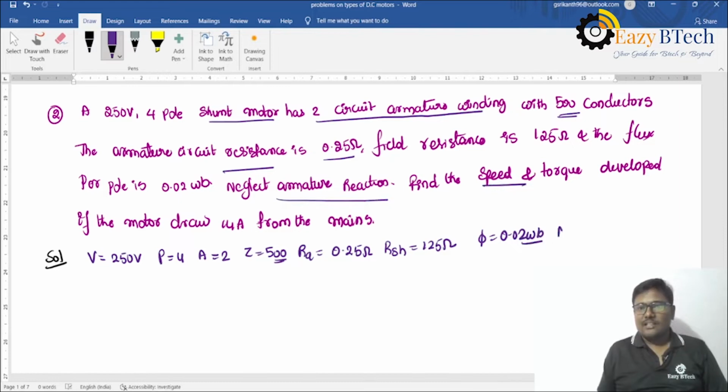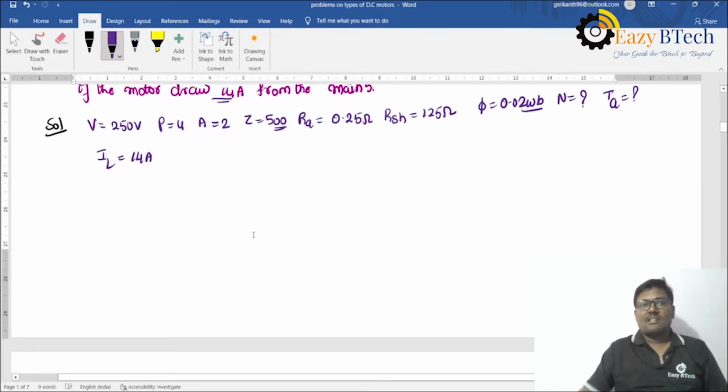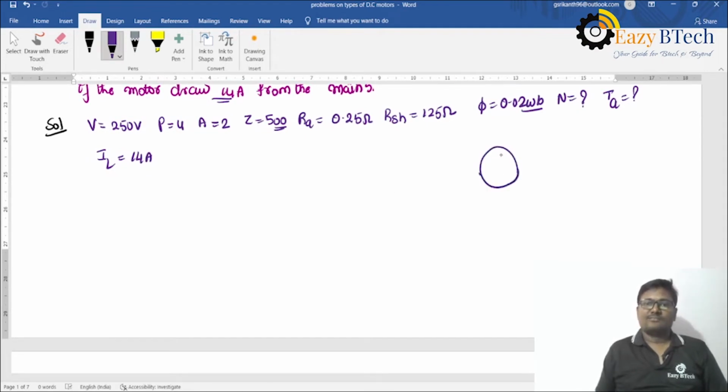Find the speed. Speed is equal to how much? The speed of the armature is how much, and the armature torque is also how much, and the motor draws a line current of 14 amperes. It is clearly mentioned that the motor draws 14 amperes from the mains. So again you should draw the diagram of a DC shunt motor.